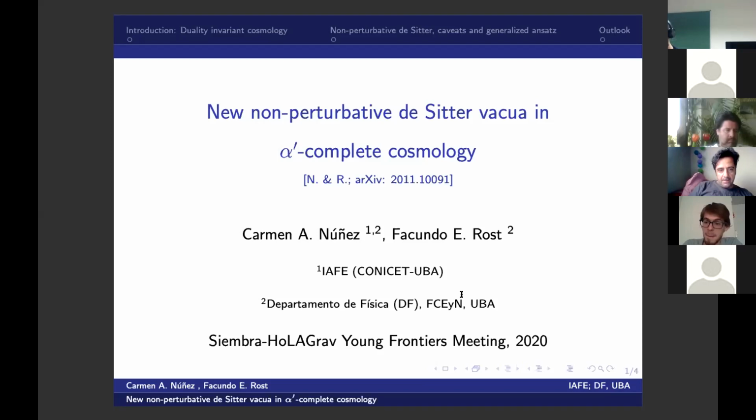So now we'll have this work done by Carmen Núñez and Facundo Rost, and the title is "New Non-Perturbative de Sitter Vacua in Alpha Prime Complete Cosmology."